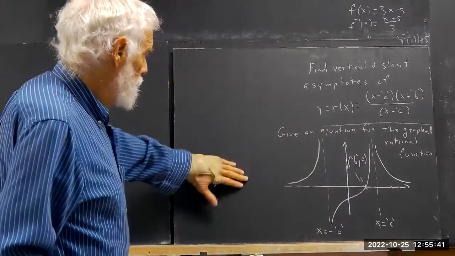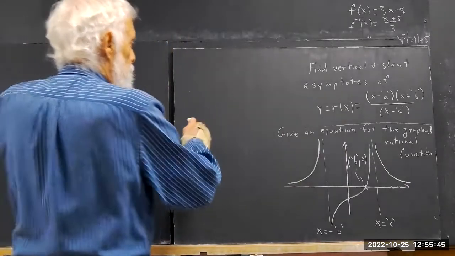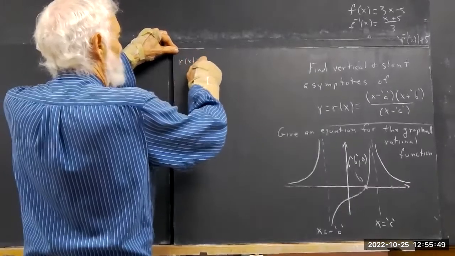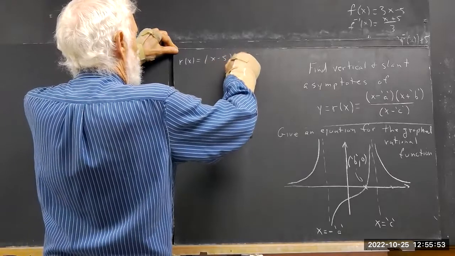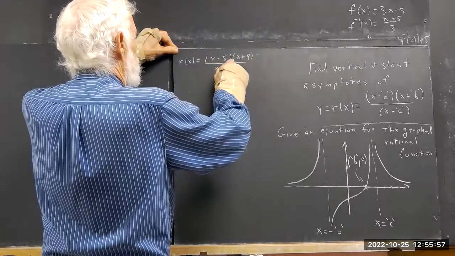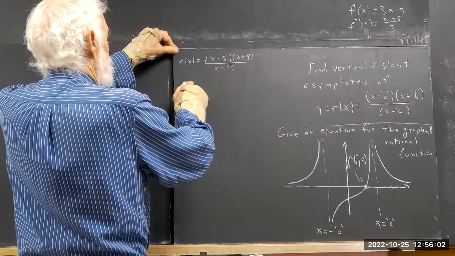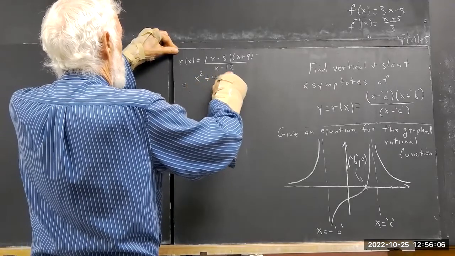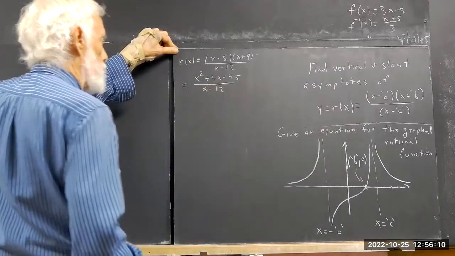Okay, so let's go ahead and do this. Let's say we've got R of X equals X minus 5 times X plus 9, well, we multiply that out, that's going to be X squared plus 4X minus 45, over X minus 12.